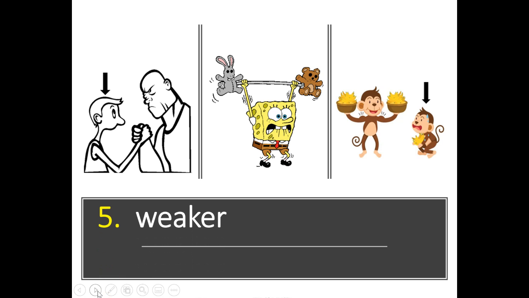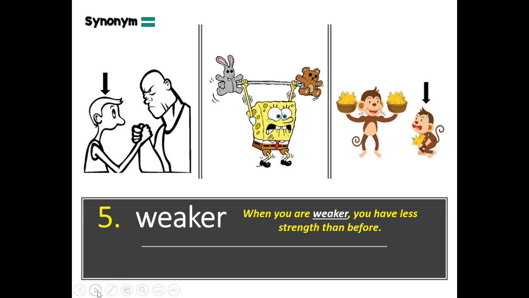show weaker. So number 5 is weaker. W-E-A-K-E-R. The root word is weak. And if you put the ER, it's weaker. When you are weaker, you have less strength than before. So a synonym or a shorter definition could be less strength. Weaker is the same as less strength.